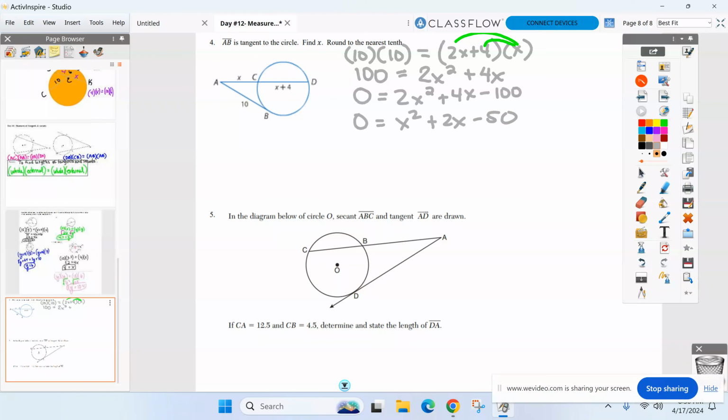All right. Now we've been down this road a lot this year. Two numbers that do what? Multiply to negative 50, the last one, but add to 2. I'll wait. Two numbers that multiply to negative 50, but add to 2.